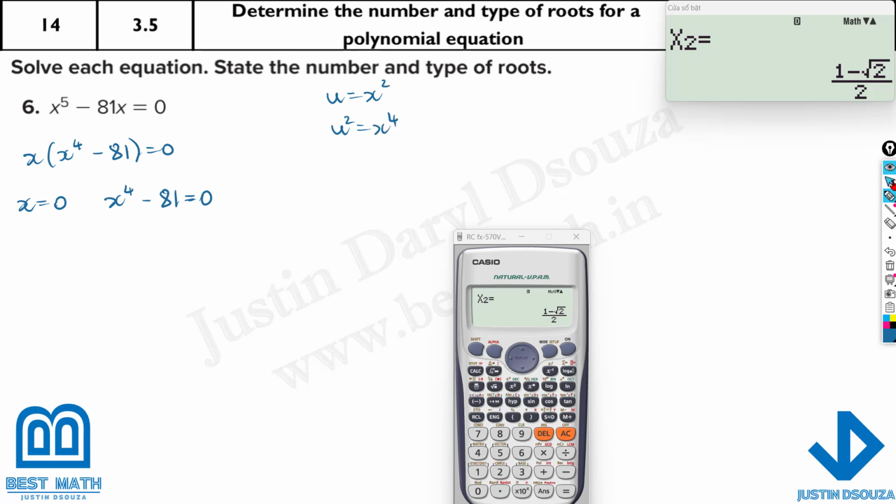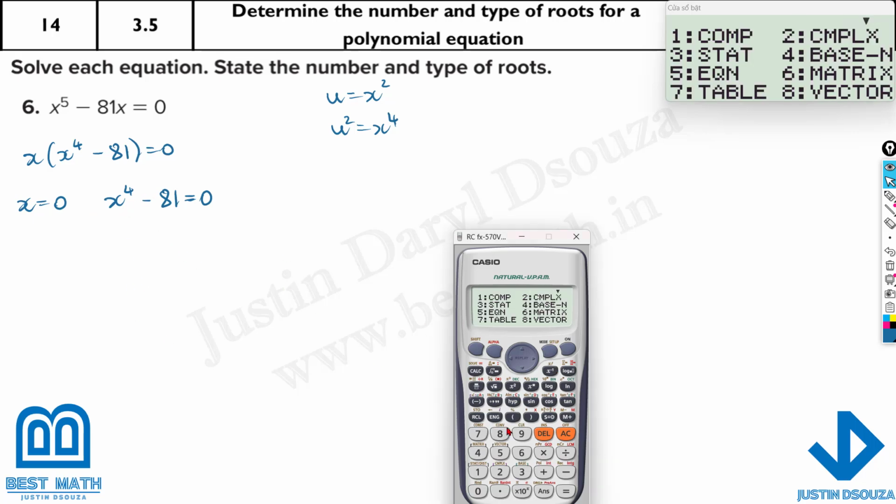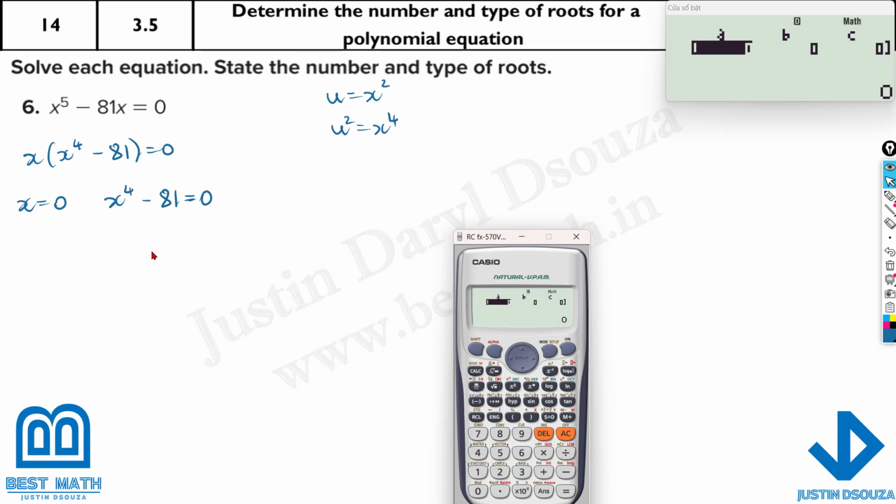But since it's the multiple choice part, I will show you a shortcut. Mode 5, 3. First, now you need to know this much. It'll be u squared. So I'm going to use this. Let me write that part over here. u squared minus 81 is equal to 0. I'm directly going to use this out. That's 1, 0, and minus 81. What's the answer? It is 9 and minus 9.